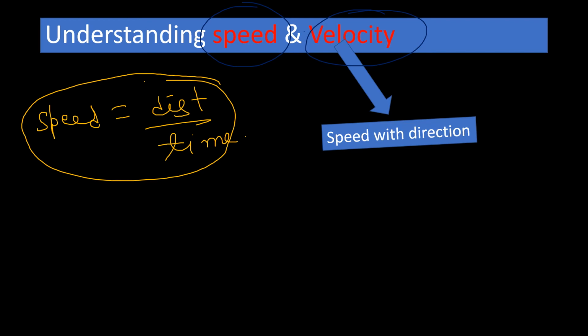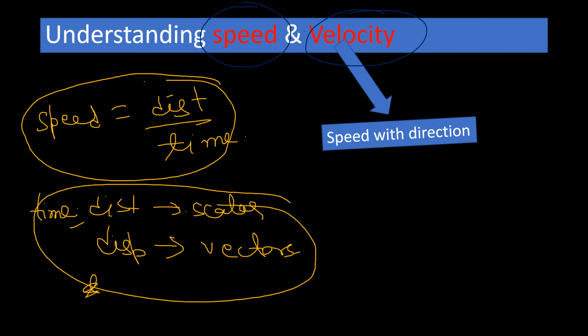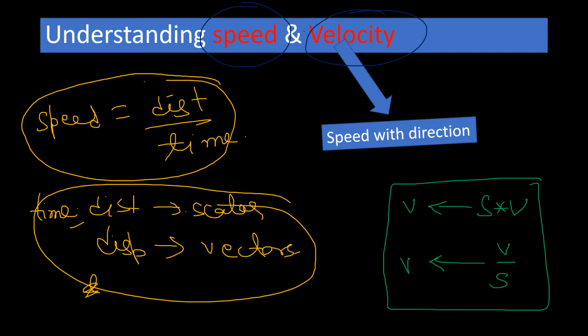So here always remember, guys, distance, what was it? It was scalar. Displacement, what was it, guys? It was vector. And time is always scalar because time does not have any direction, guys. So only these three things you need to remember. Let me tell you the trick. If we have any vector and multiply that with a scalar, you will get a vector quantity. On the other hand, if you have any vector and you divide that vector by a scalar, you will get a vector quantity again, guys, right?